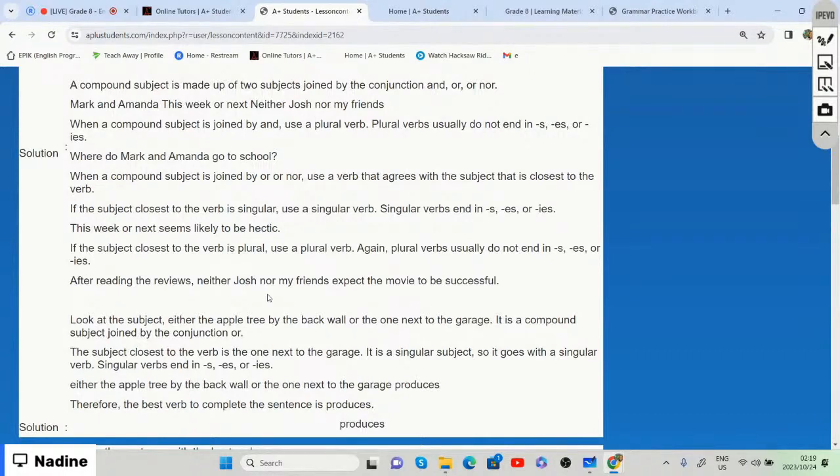And if the subject closest to the verb is plural, then we use a plural verb. Again, plural verbs usually do not end in s, es, or ies. After reading the reviews, neither Josh nor my friends expect the movie to be successful.